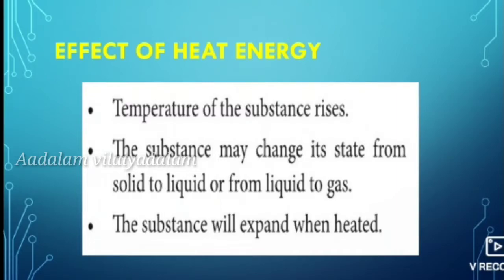Let us learn in detail about the expansion of substances. If we supply heat energy to a body, there will be an increase in the dimensions of the object, and this change in dimension due to the rise in temperature is known as thermal expansion of the object. So simply, if you apply heat energy, the dimensions of the object will increase. This change is known as thermal expansion of an object.